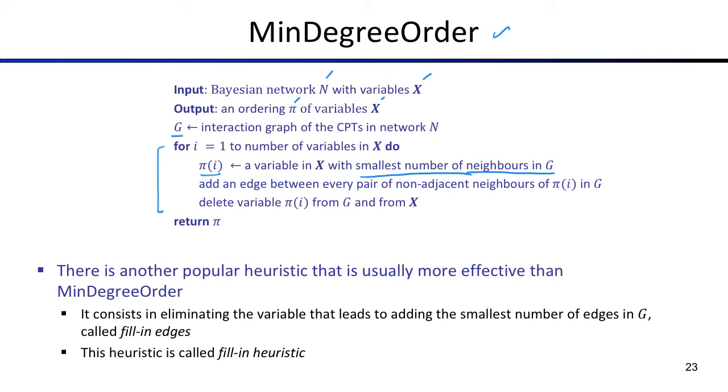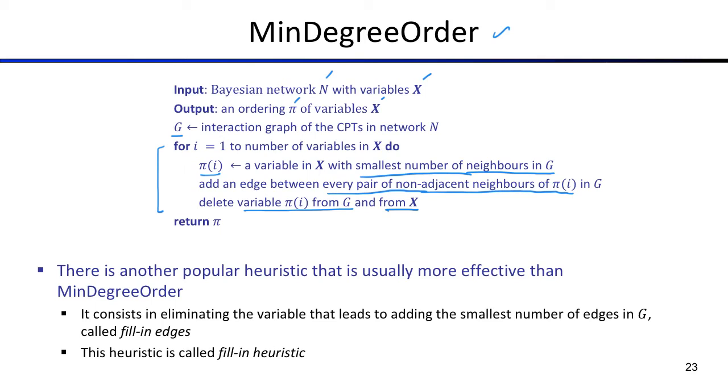But the process of updating the interaction graph is exactly the one that we described before, right? So we create an edge between every pair of non-adjacent neighbors of Xi. So I look for the variable that I'm going to eliminate, look for the neighbors, connect those neighbors together, and I delete the variable Xi from G, and also from the set X. And I will go and iterate one more time.